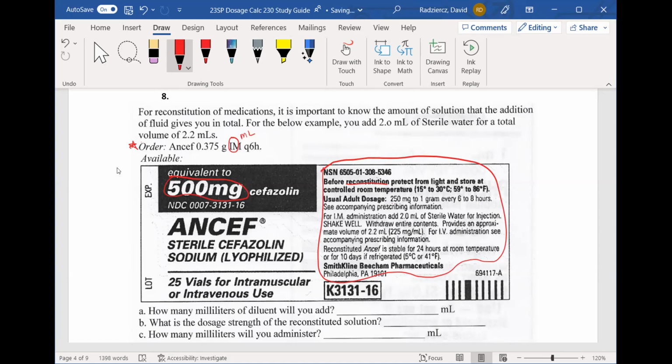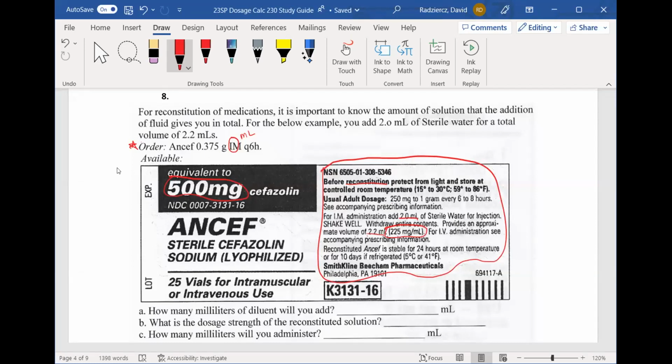So it'll say things like the usual adult dosage, 250 milligrams to 1 gram. The order is 0.375 grams, so it's within the normal range. Then it says for intramuscular administration, which is what we're doing, we're going to add 2 milliliters of sterile water, shake it up, and then you're going to withdraw the entire contents. The total volume after you add 2 milliliters of water is going to be 2.2 milliliters. So those are all good and well to know about the volumes added, but the information we're looking for is right here. 225 milligrams per milliliter is your available.